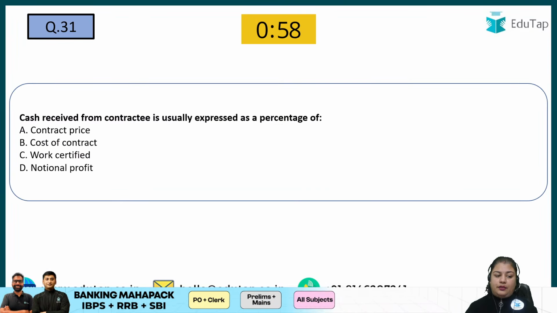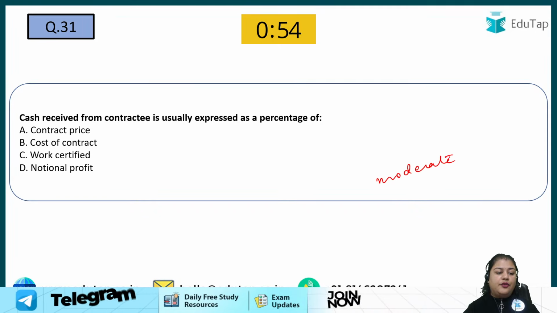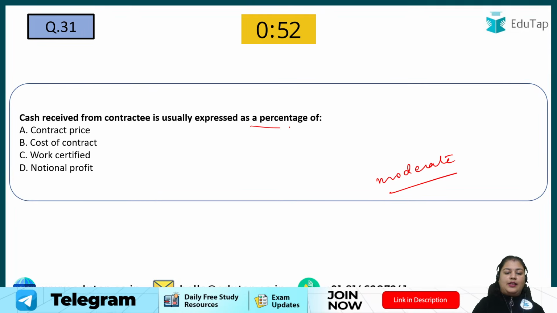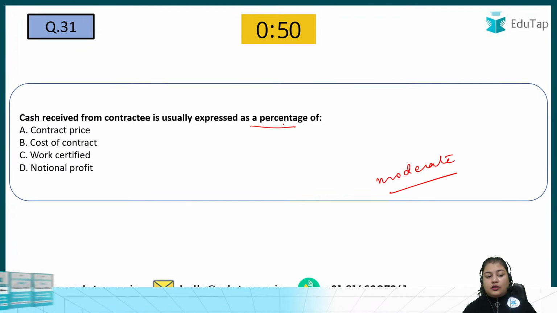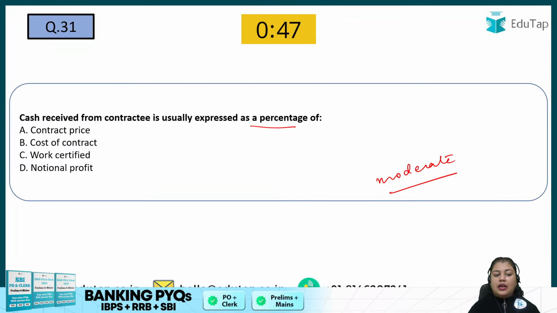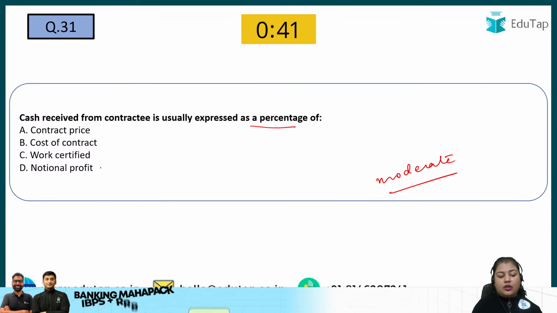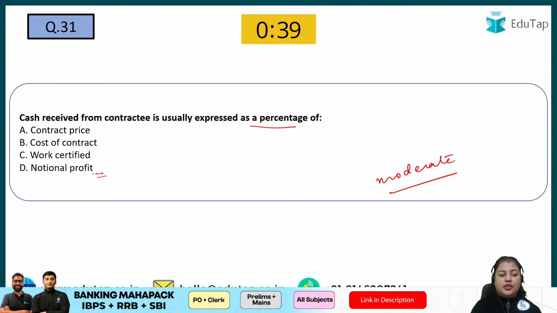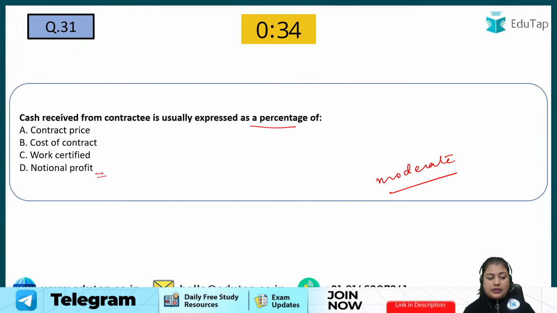Question number 31. Now this is a little moderate type of a question. Cash received from contractee is usually expressed as a percentage of. So cash received from the contractee is usually expressed as a percentage of contract price, cost of the contract, work certified or the notional profit. So very easy question. मतलब अगर थोड़ा सा ट्रिकी अपनाओ, थोड़ा सा दिमाग से हम करेंगे.